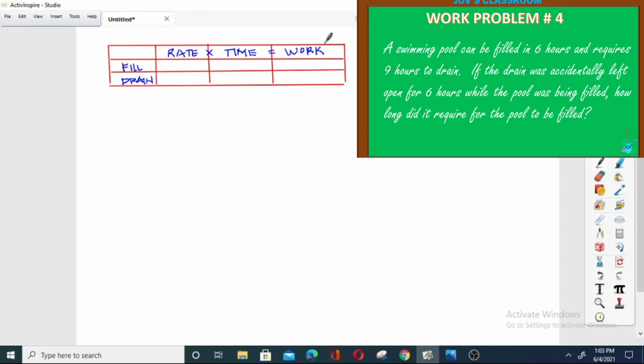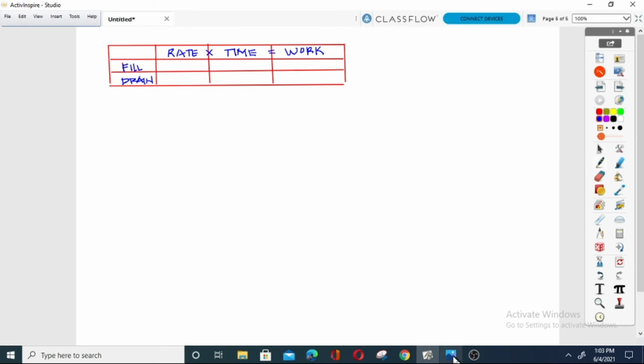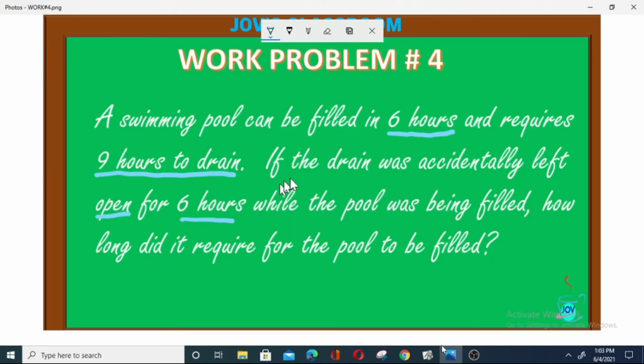So the question is, how long does it require for the pool to be filled if accidentally the drain is open? So what is the rate of the filling? Filling is in 6 hours, so the rate is 1/6. And it requires 9 hours to drain, 1/9. This is the rate for draining.